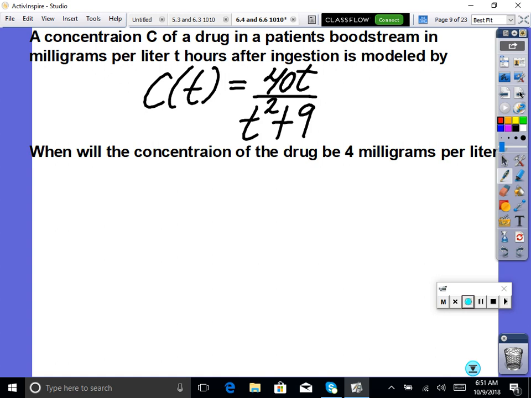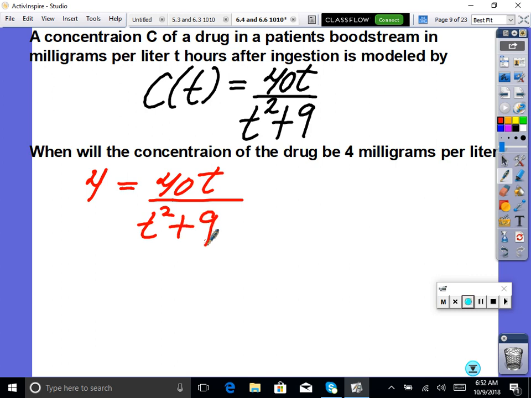So watching. It says, a concentration C of a drug in a patient's bloodstream in milligrams per liter, T hours after ingestion, is modeled by this. So guys, a lot of times they're going to have this big wordy thing, but it's just the equation. What does each thing stand for in the equation? It says, when will the concentration of the drug be 4 milligrams per liter? So where should I put the 4? Yeah, in front of the equal sign. So you'd say, when does 4 equal 40t over t squared plus 9?